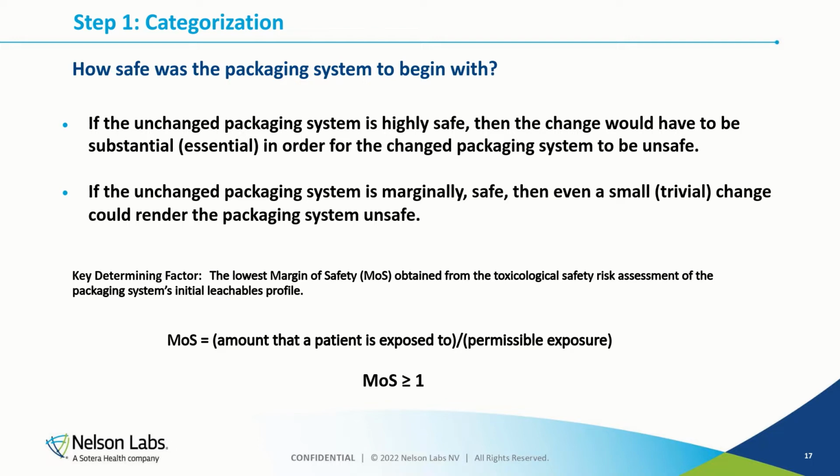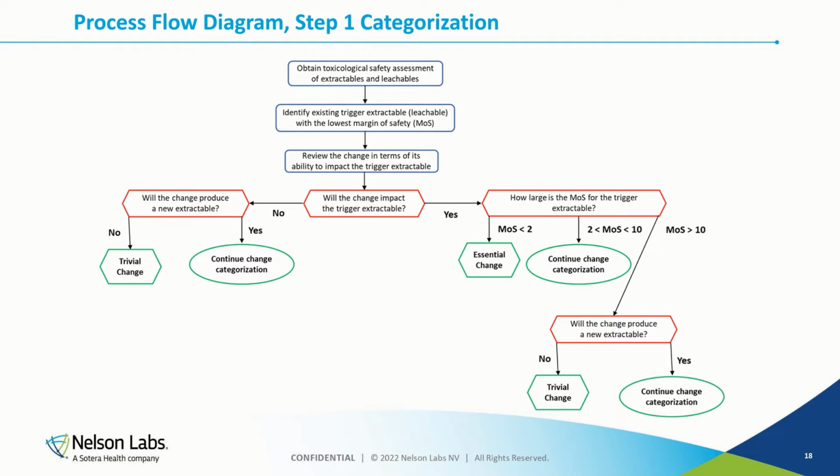So each leachable will have a margin of safety. The desired scenario is that the margin of safety be greater than one, okay? That the amount of the leachable that the patient is exposed to is less than the permissible exposure. That's the scenario that you want to have happen. So the margin of safety has to be at least one in order for you to make the claim that your container closure system is safe.